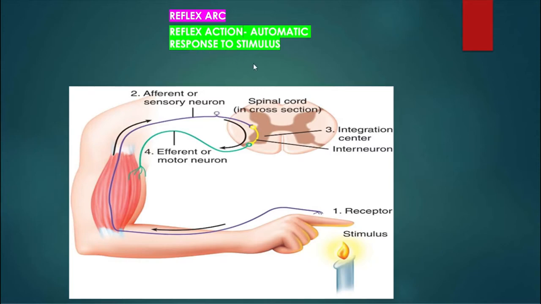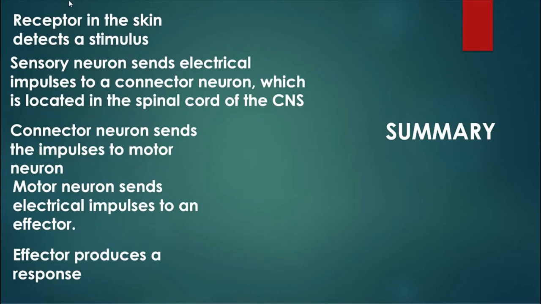Now let's look at the summary of reflex action. The receptor in the skin detects a stimulus, which could be heat or could be a pin, whatever. The sensory neuron sends electrical impulses to a connector neuron, which is located in the spinal cord of the central nervous system. The connector neuron sends the impulses to the motor neuron, and the motor neuron sends the electrical impulses to the effector. Effector produces a response. An effector is the muscles, right?